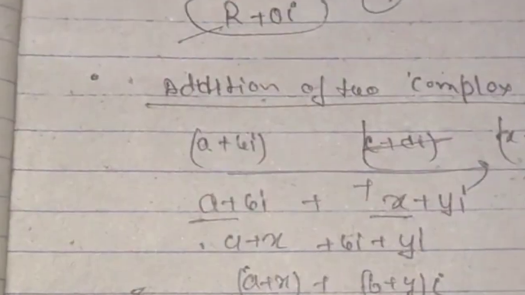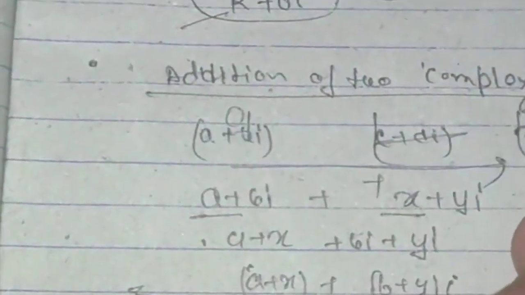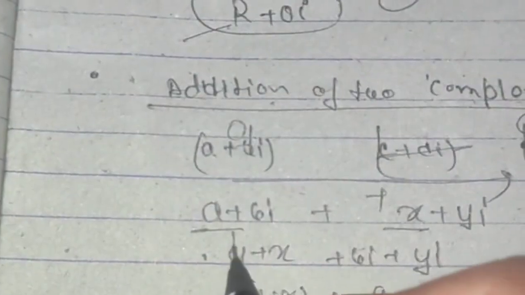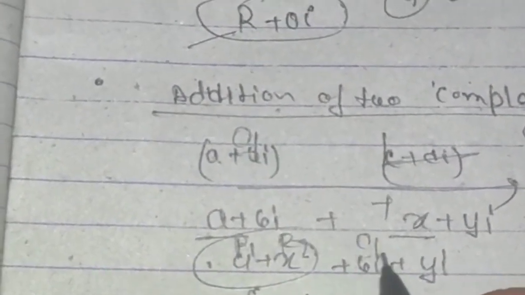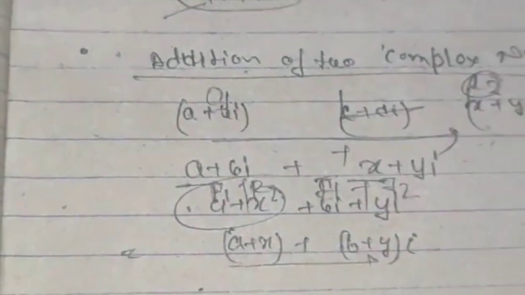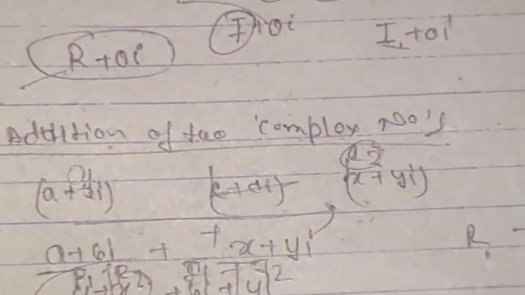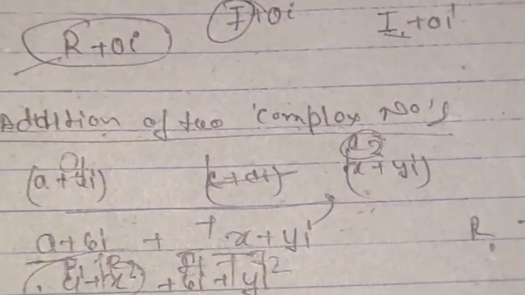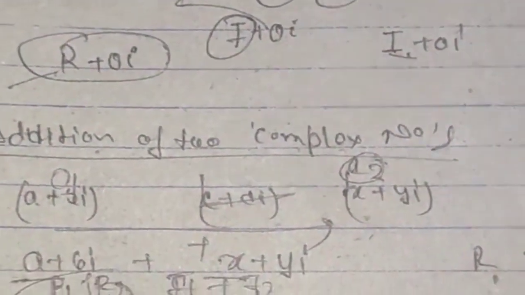This means the real part of complex number 1 adds to the real part of complex number 2, and the imaginary part of 1 adds to the imaginary part of 2. Think: we have a real number and an imaginary number. How do we add these? The real parts are added with real, and the imaginary with imaginary.